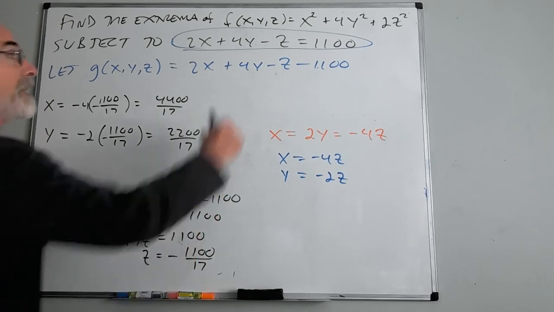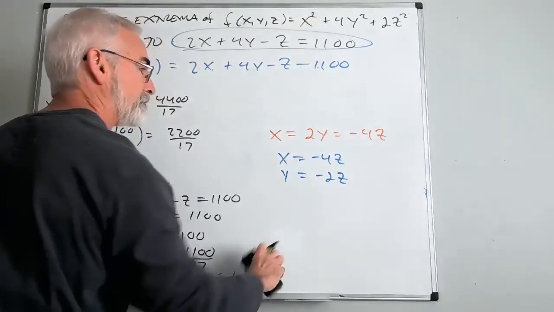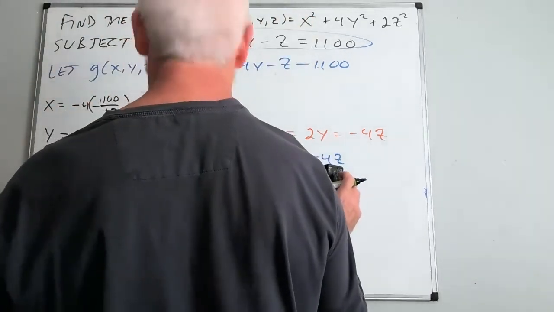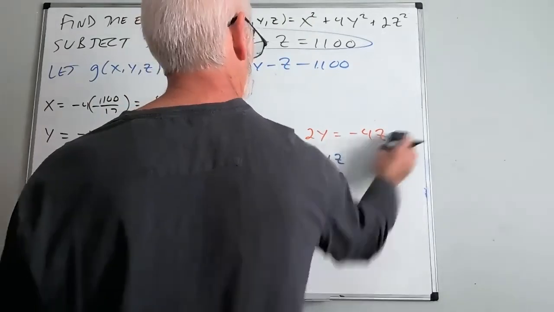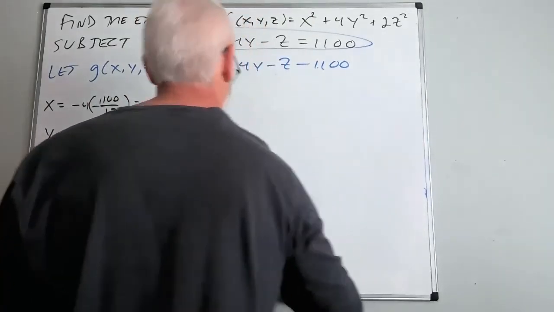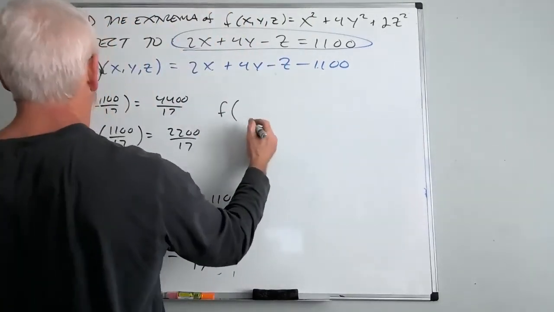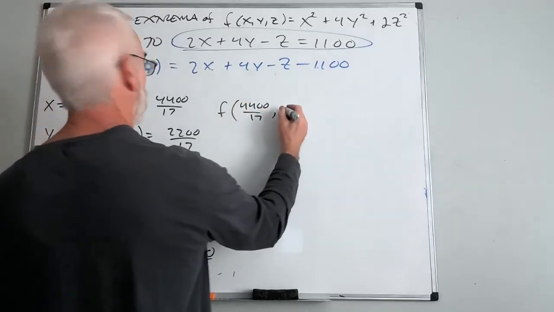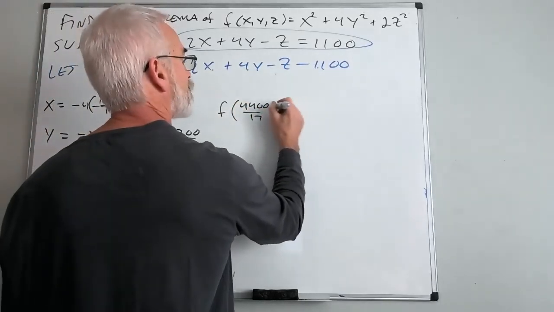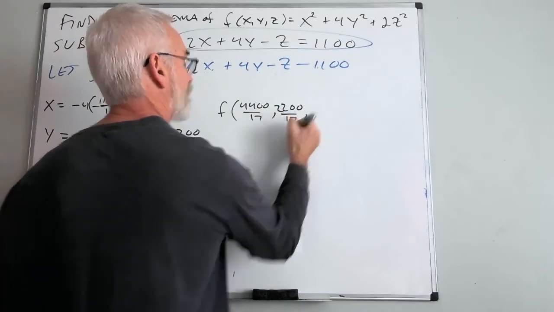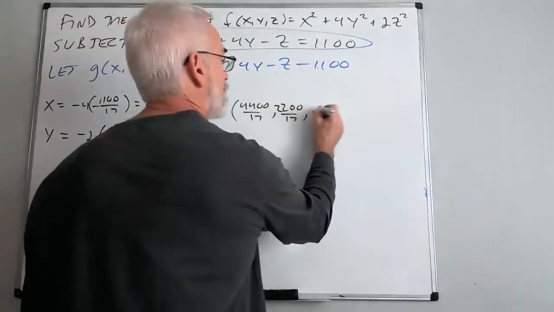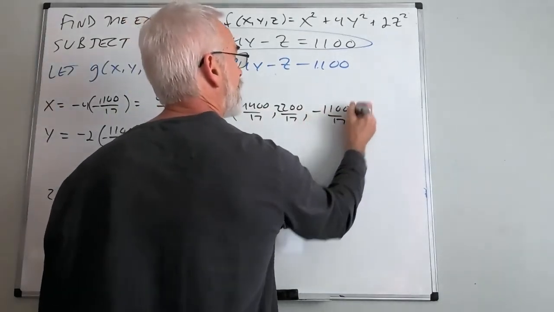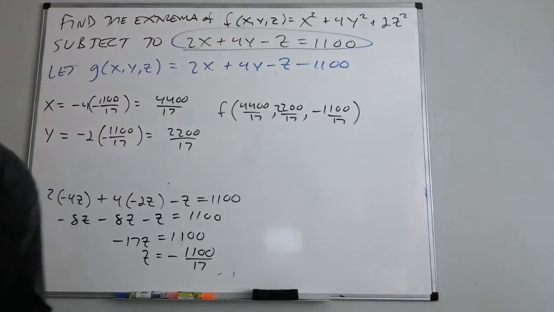What am I going to do with that? I'm going to put it in here. If I didn't mess this up, I think I got everything. Okay, now I can erase this. F of 4400/17, comma, 2200/17, comma, negative 1100/17. Now let's get out our calculators.